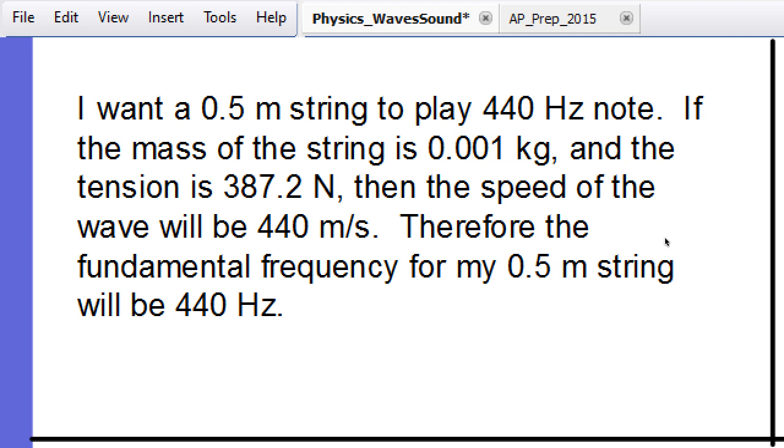Which means that we can now make this instrument. You want to play a 440 hertz note. You want your string to be 0.5 meters. You know the mass of your string is 0.001. So you just need to tighten that string until the tension is 387.2 newtons. By doing that, you've set the speed of the wave at 440 meters per second, which means the fundamental frequency has to be 440 hertz, the note you want to play.